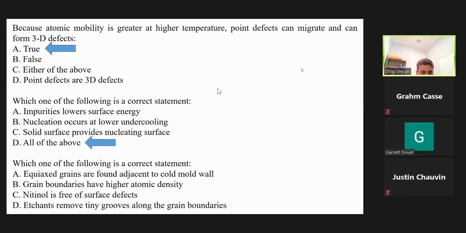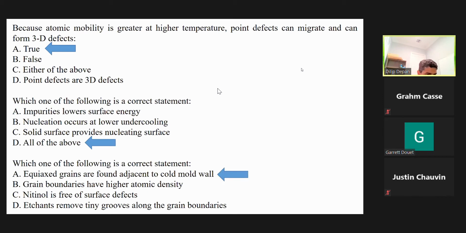Which of the following is a correct statement? Equiaxed grains are found adjacent to cold mold wall. Grain boundaries have a higher atomic density. Each is free of surface defects. Etchants remove tiny grooves along the grain boundaries. A. It's A. Yes.